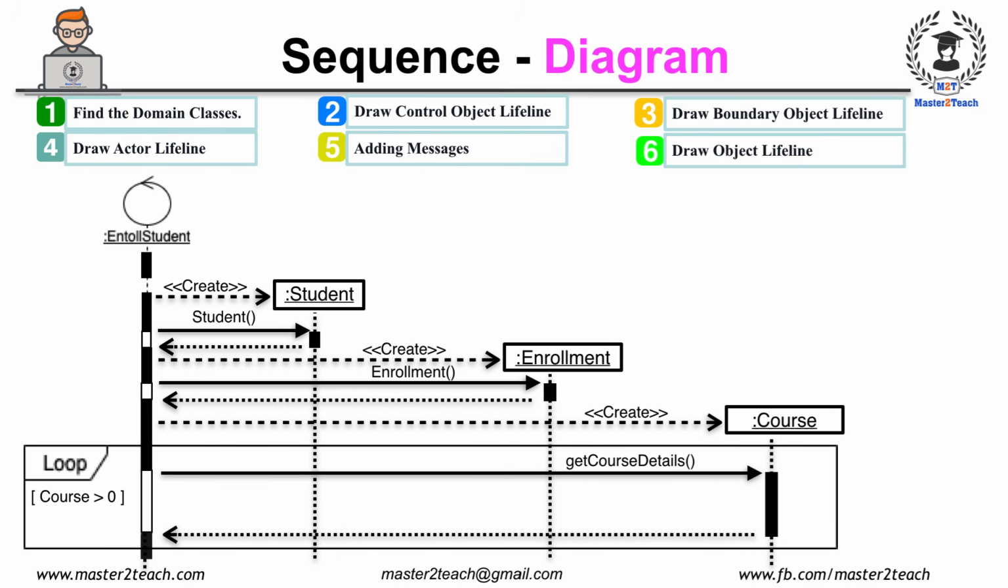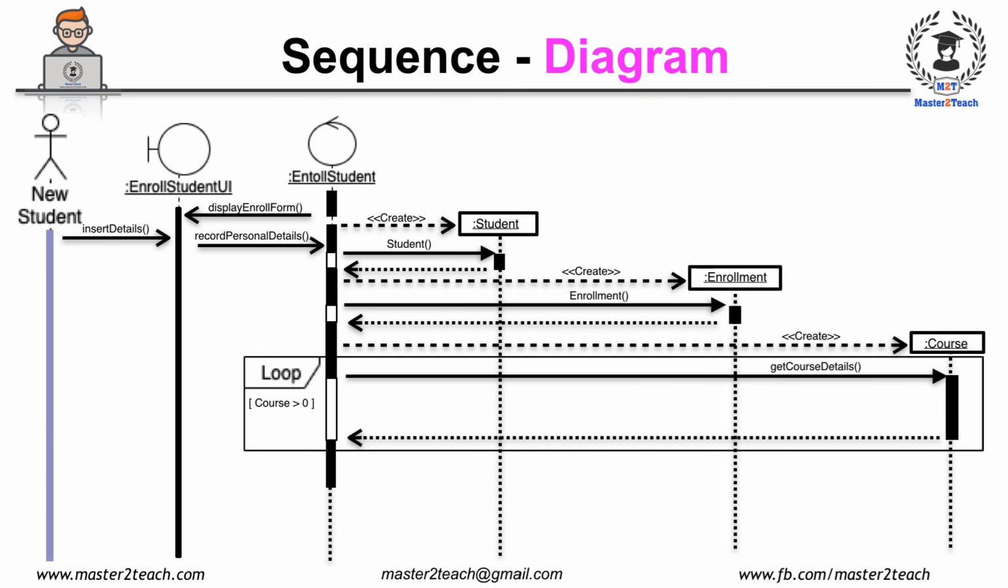Note that we mention an asterisk in the diagram for the iteration. After the control object gets the return message from the course lifeline, it passes it to the boundary object to display on the screen for students. The student will choose the desired course and submit it to the control object from the boundary object. The control object stores the chosen course in the same student enrollment object.